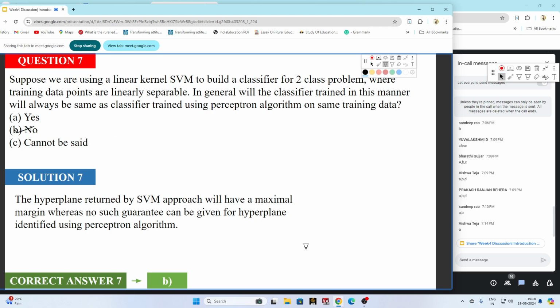The hyperplane returned by the SVM approach will have a maximal margin, whereas no such guarantee can be given for a hyperplane identified using the perceptron algorithm. So option B is your correct answer.